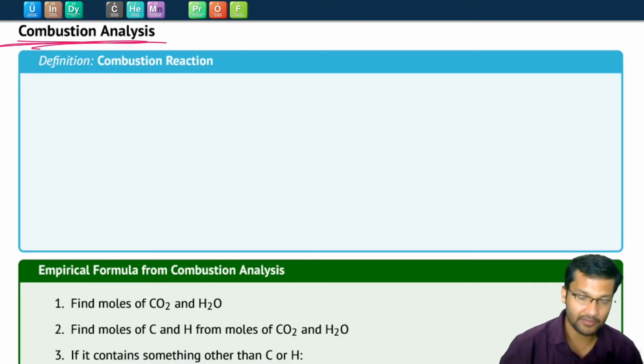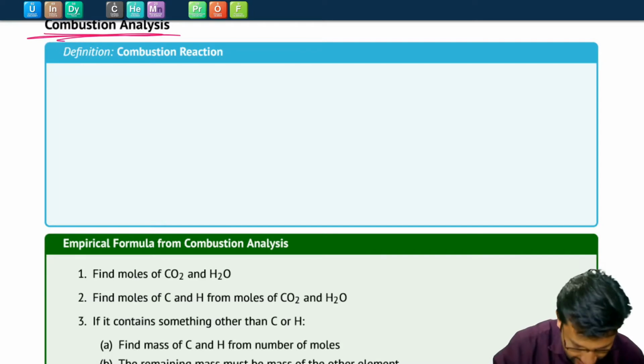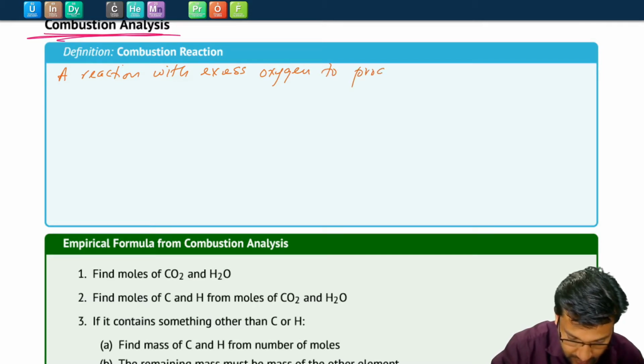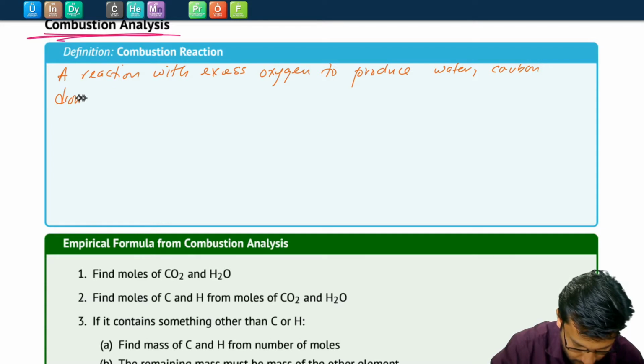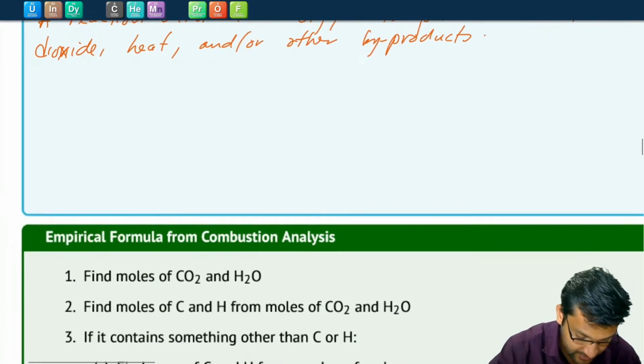So before we can actually look at a combustion analysis, let's look at a combustion reaction. A combustion reaction is simply a reaction with excess oxygen to produce water, carbon dioxide, heat, and/or other byproducts. And let's look at an example of such a reaction.